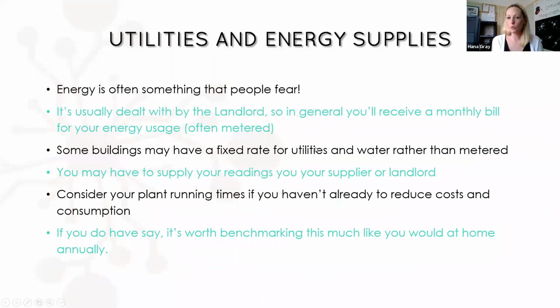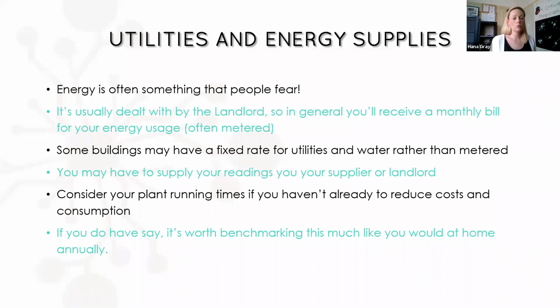So hopefully that helps on cleaning. I didn't really want to go into too much detail about cleaning itself because we all have houses we run and cleaners in the offices, so we know what cleaning looks like. So, energy is often something that people fear, and I definitely was in that bracket for a long time. I was hoping I'd never see energy as part of my job description, but I'm less fearful of it now. And it's usually dealt with by your landlord.